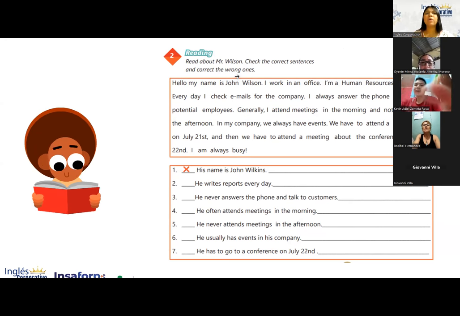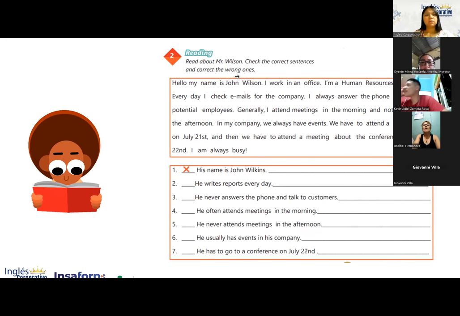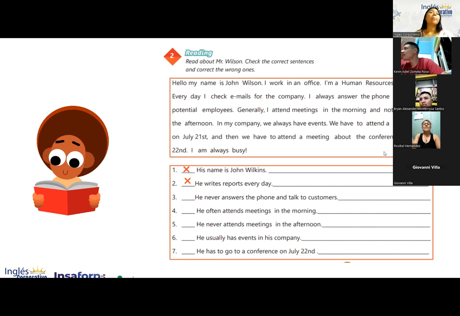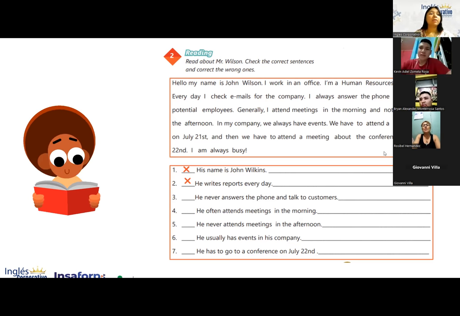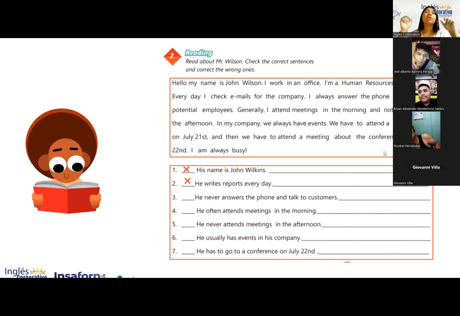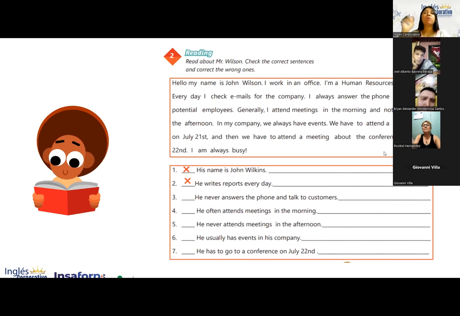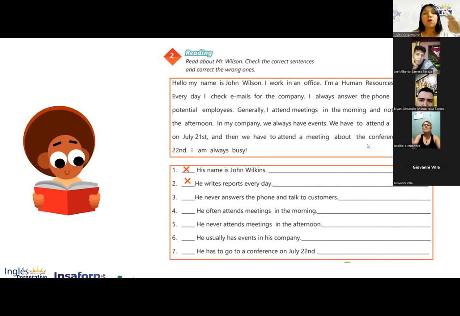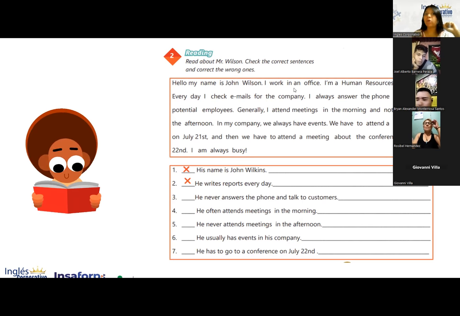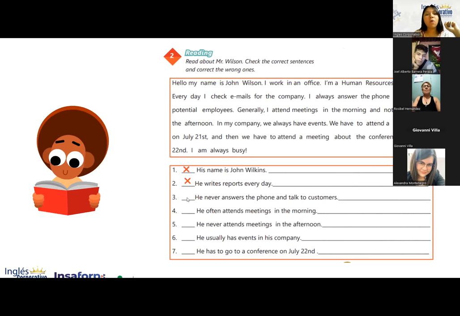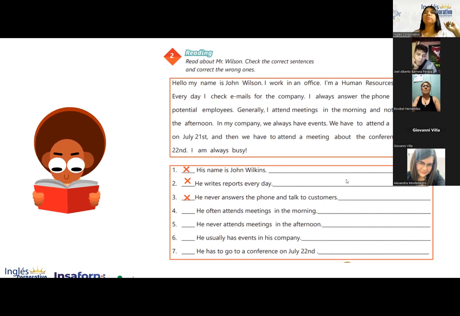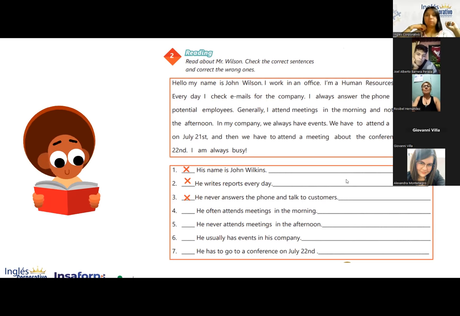Number two, correct or incorrect? Incorrect. Why incorrect? Because he checks emails for the company every day. Excellent. Number three, correct or incorrect? He never answers the phone and talk to customers. Incorrect. Why? Because he always answers the phone and talks to customers. Excellent.